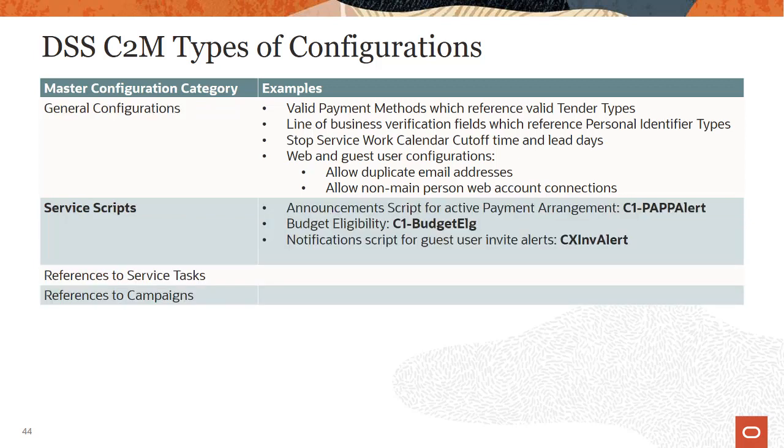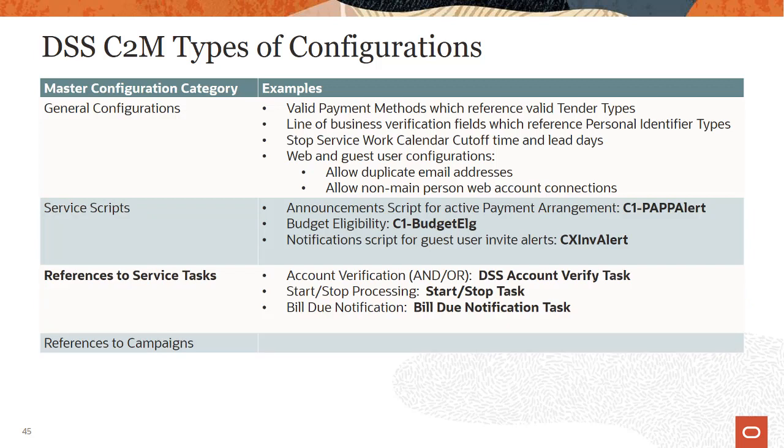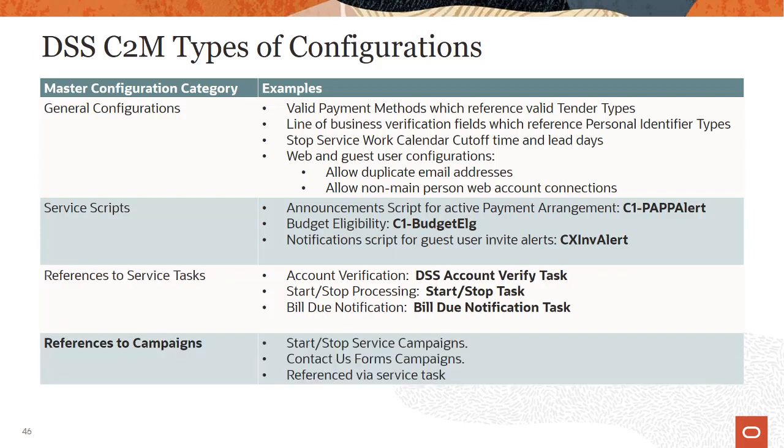Examples of service scripts include the announcement script for active payment arrangement, the budget eligibility script, and the notification script for guest user invite alerts. The names of these scripts are shown here. Examples of references to service tasks include account verification, start and stop processing, and bill due notifications. The task names for each are also shown here. Lastly, we have references to campaigns, which can include start-stop service campaigns and contact us forms campaigns. Each are referenced via service tasks.